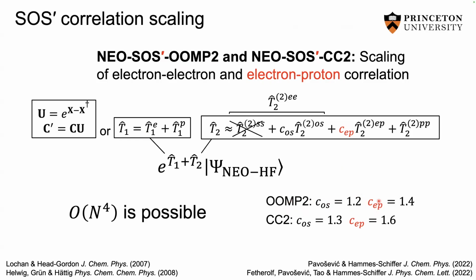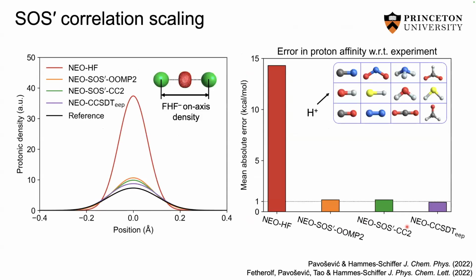And for OOMP2, we use a scaling factor only slightly larger than the opposite spin. So we use a scaling factor of 1.4 and then a scaling factor of 1.6 for CC2. And then for the electronic part, we just stick to what's in the literature for the conventional electronic structure theory. So how well do we do now when we use a single scaling factor to correct the electron-proton correlation energy?